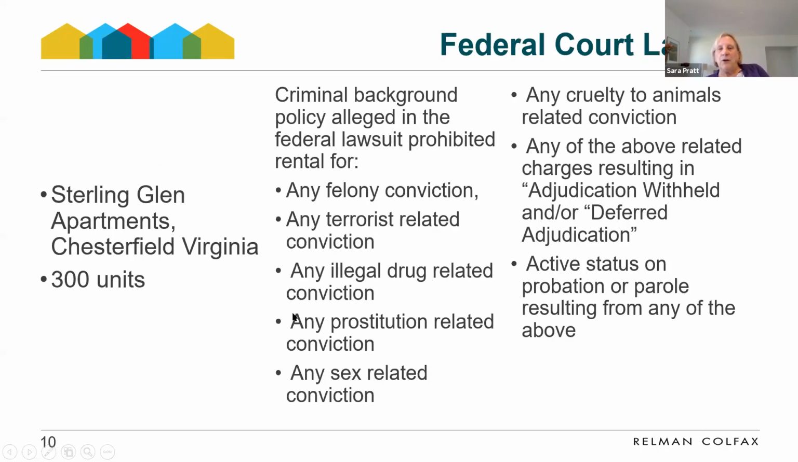So the first is, here's the lawsuit. It was Sterling Glen Apartments in Chesterfield, Virginia. It's a 300-unit private market apartment complex, and here's their policy. They were not allowed to rent to someone who had any kind of felony conviction, any terrorist-related conviction, any illegal drug-related conviction, any prostitution-related conviction, any sex-related conviction, any cruelty to animals, or any of the charges where adjudication was deferred, and also being on active status on probation or parole.